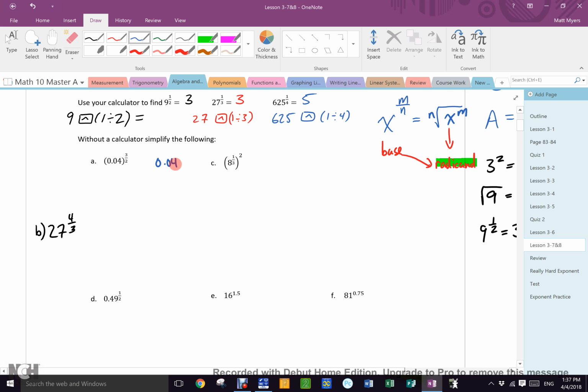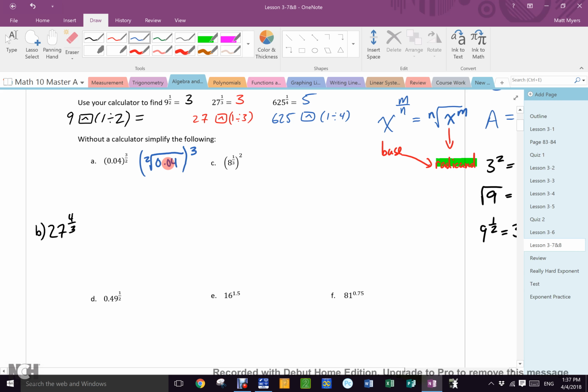0.04. So that becomes the radicand. What size root am I looking for? The square root. And all of that is to what power? The third. You guys know how to do BEDMAS. Where should we start? BEDMAS. Brackets. Is there an operation inside brackets?